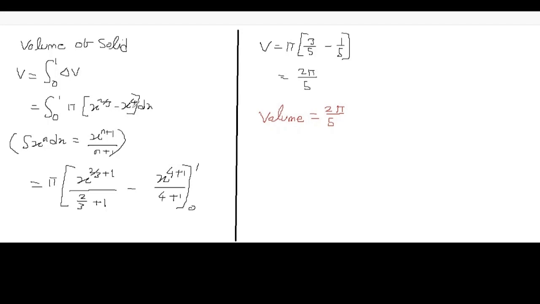In the next video, we are going to discuss the volume of rotation about the y-axis when the region is bounded between two curves.